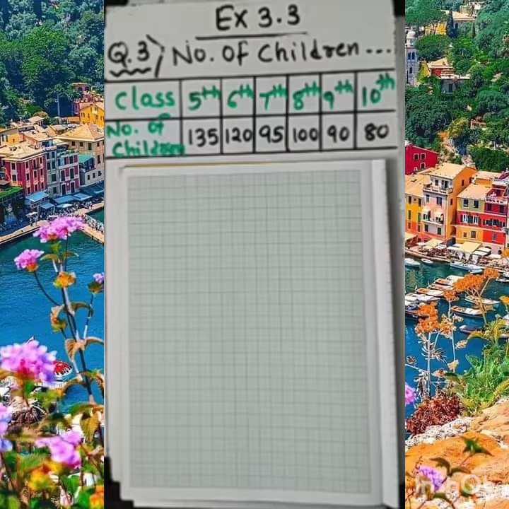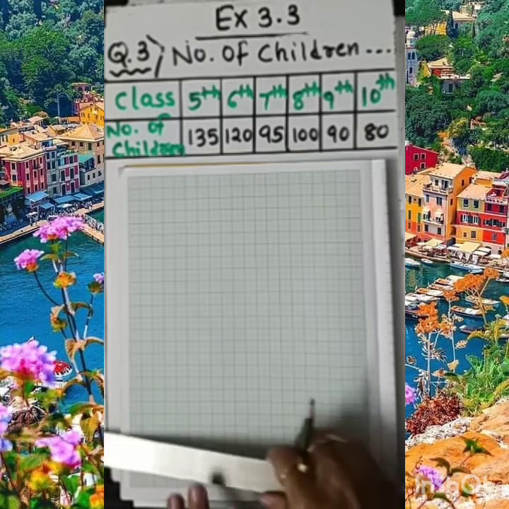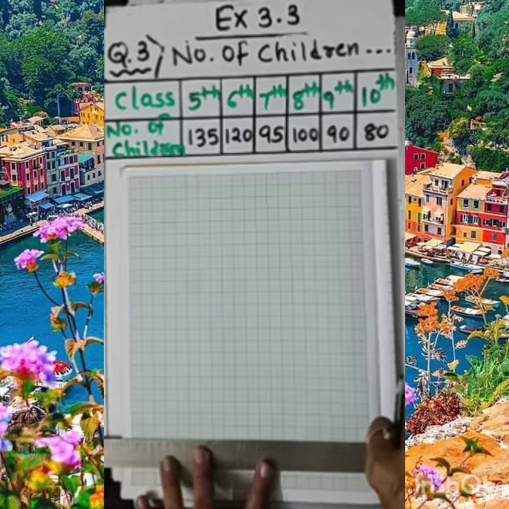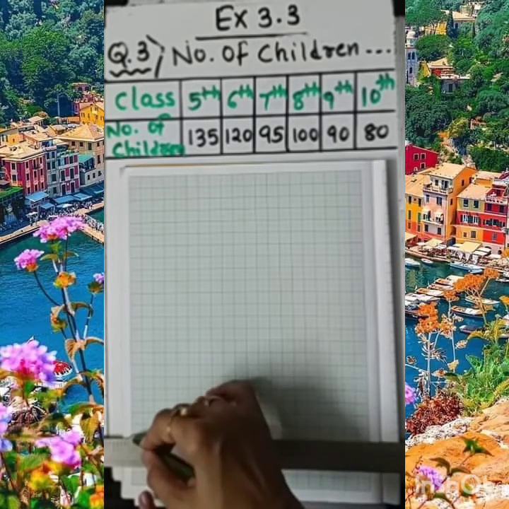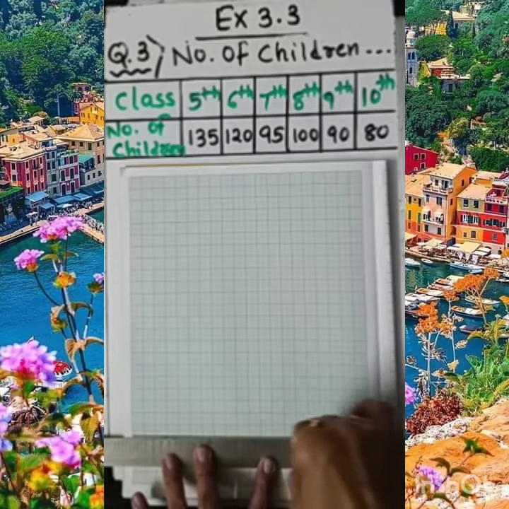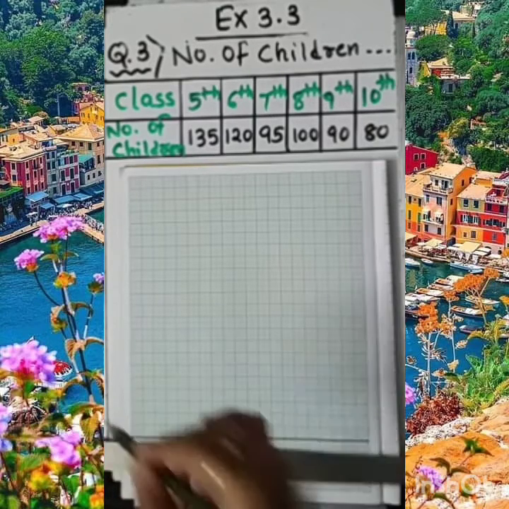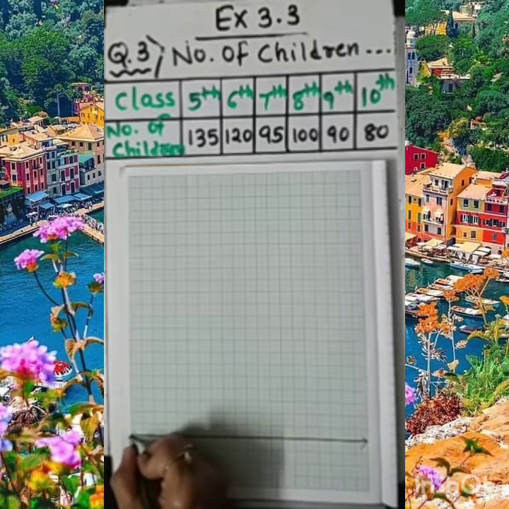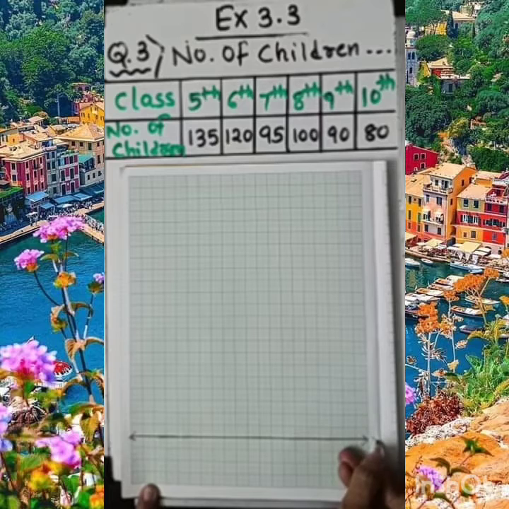So first of all, I request you, dear student, take your scale in your hand and, leaving 2-3 boxes from down, you need to draw one straight line. This line is known as the x-axis. This line we call the x-axis. So let me give the name of this axis, x-axis, over here.